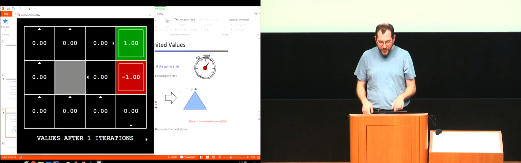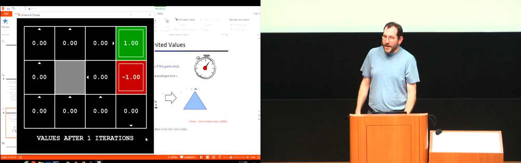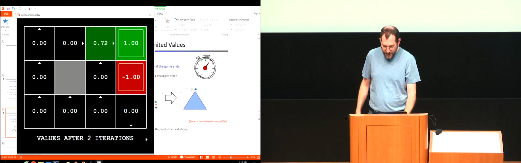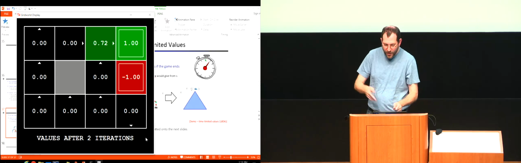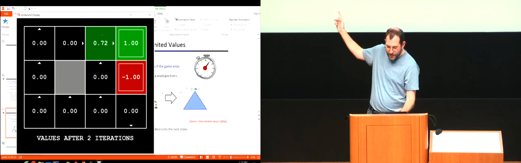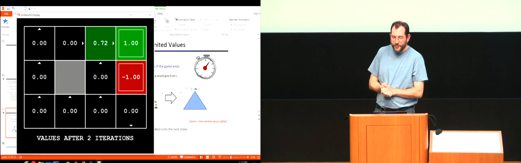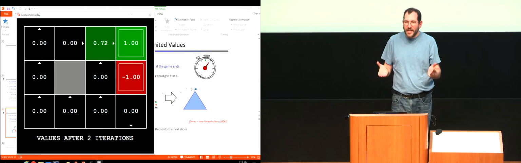Now what if I had 2 time steps? Think about it. Some of these places, like the lower left, there's just nowhere you can get in 2 time steps that's going to give you any reward other than 0, presuming the living reward is 0. But here's V sub 2. So there's 2 interesting things that happened. One, the upper right square here became 0.72. Why? What does that represent?